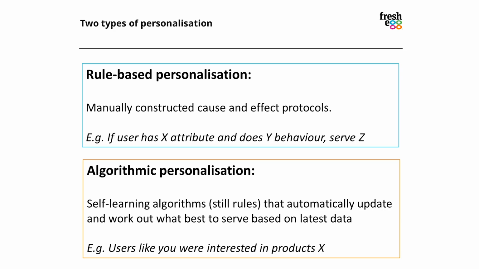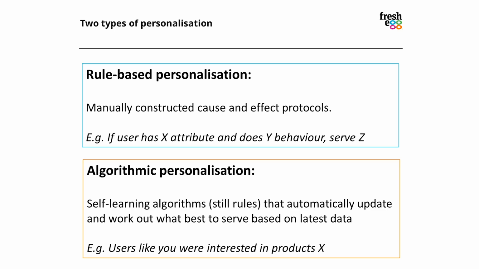In this, our fourth video of the CRO training series, we're going to be talking about personalisation. Now, there are two forms of personalisation. The first is rule-based, where a manually constructed cause and effect protocol is set up. So an example of this is if a user has X attribute, then this is the effect that will be shown on the website or an app or wherever you're running the personalisation.